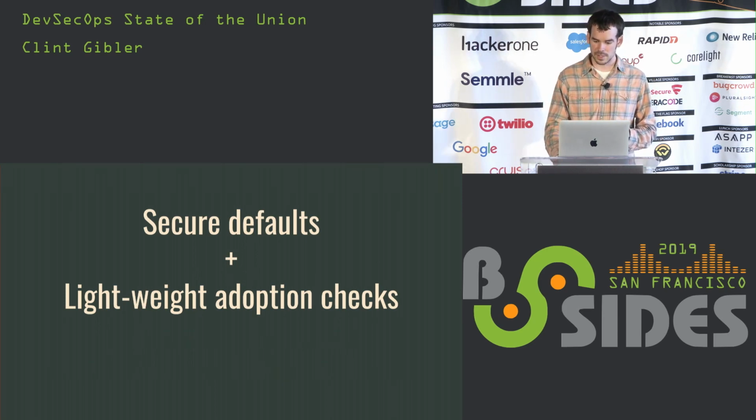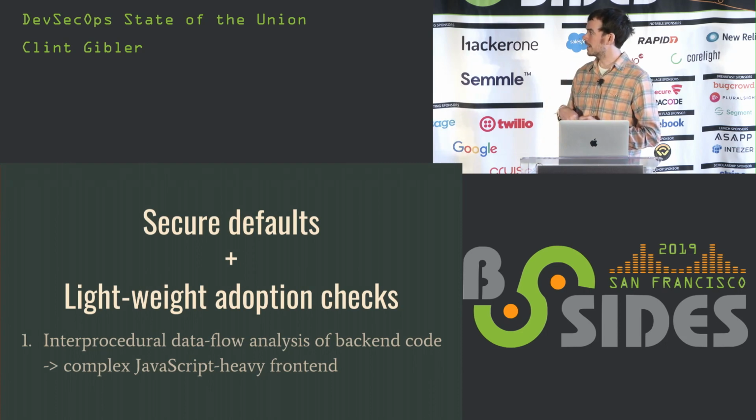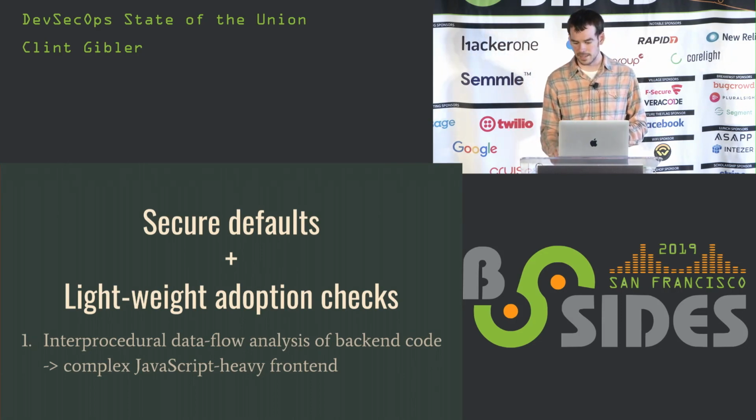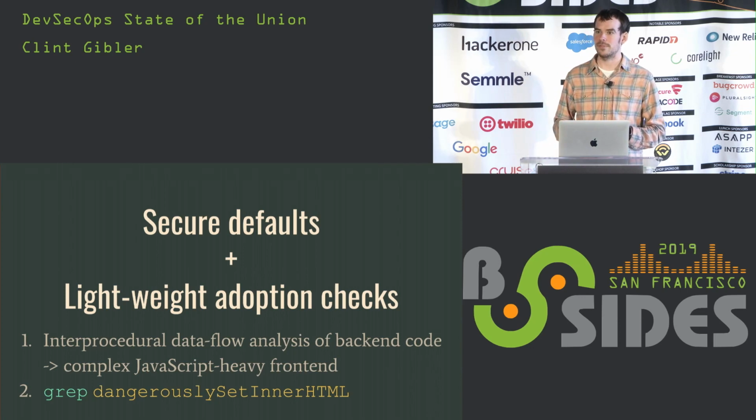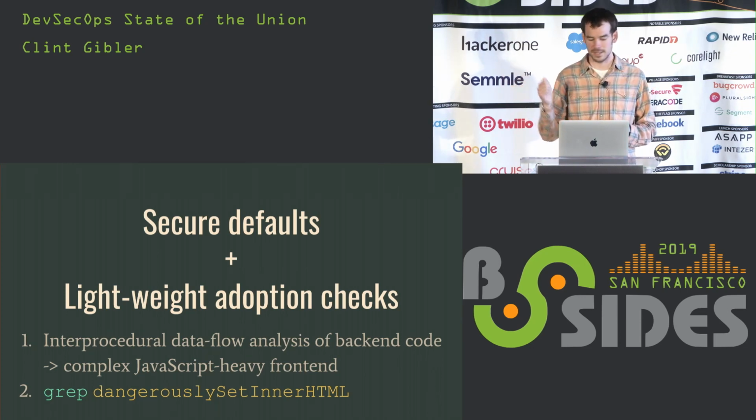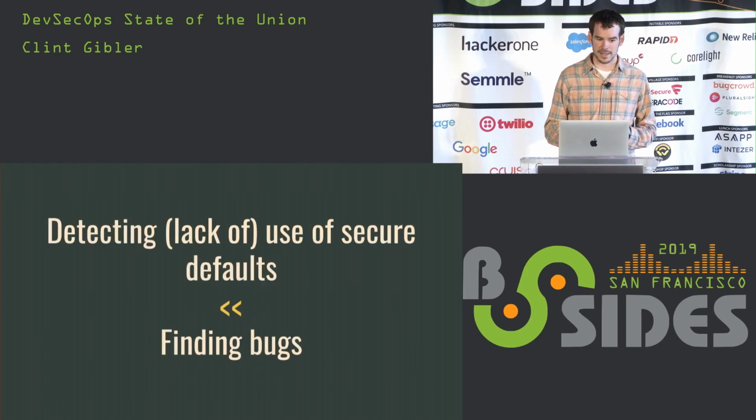Right? So would you rather do interprocedural data flow analysis of backend code, tracing that through multiple microservices into very complex front-end code? Or would you rather grep for dangerouslySetInnerHTML, which in React turns off the output encoding? So I think this idea of detecting use of secure defaults, or the lack of use, is really an order of magnitude easier problem than finding bugs.